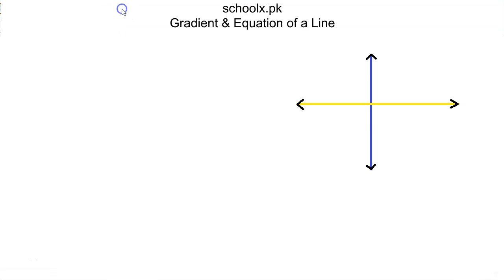In this lecture, we'll learn how to find the gradient of a line and also the equation of a line. Let's say we are given 2 points, point A being minus 6, negative 3, and point B being positive 4 and 5. Now, when a point is written in such a manner, the first coordinate is that of the x-axis and the second coordinate is that of the y-axis.